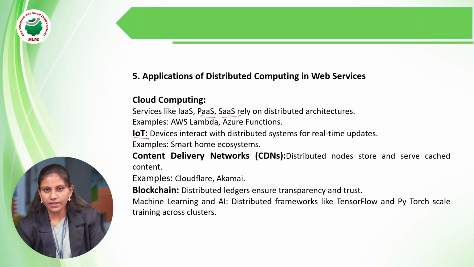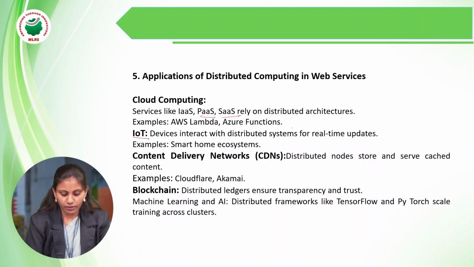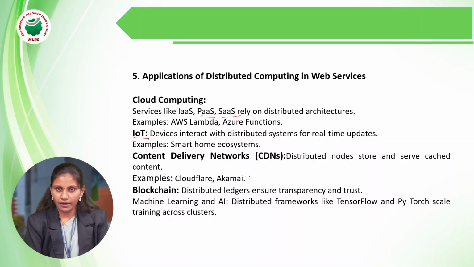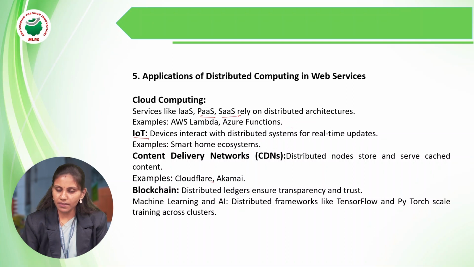Next, content delivery networks. Distributed nodes store and serve cached content, whatever content it has. Examples are Cloudflare and Akamai. Next application is blockchain. Distributed ledgers ensure transparency and trust.